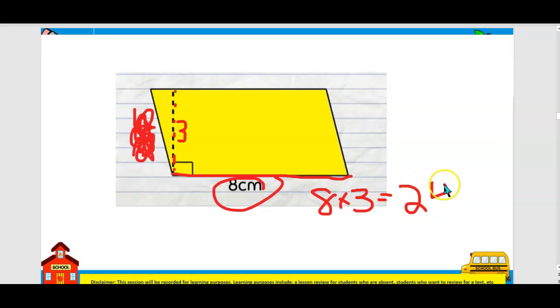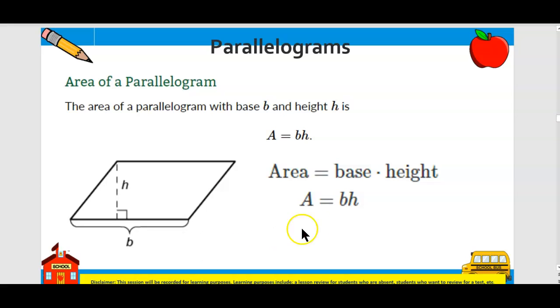Which song to use? Or I can use my 3 song. 3, 6, 9, 12, 15, 18, 21, 24, 27, 30. So it's 24, and they're using centimeters. Centimeters squared. This would have to be centimeters here, though. There we go. So base times height. That's the trick. Base times the height.